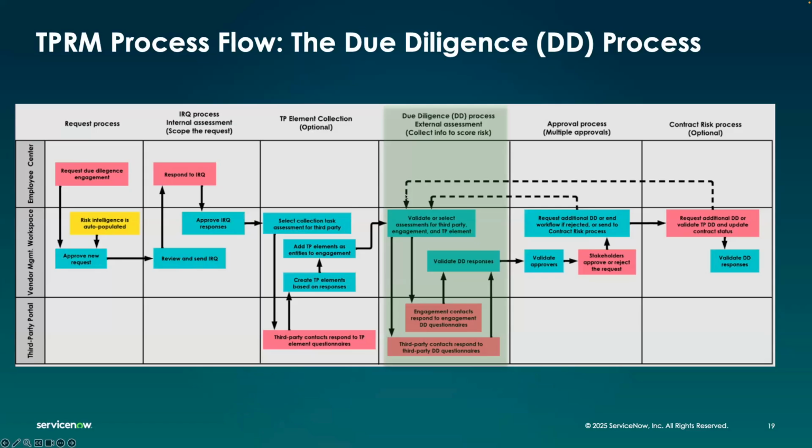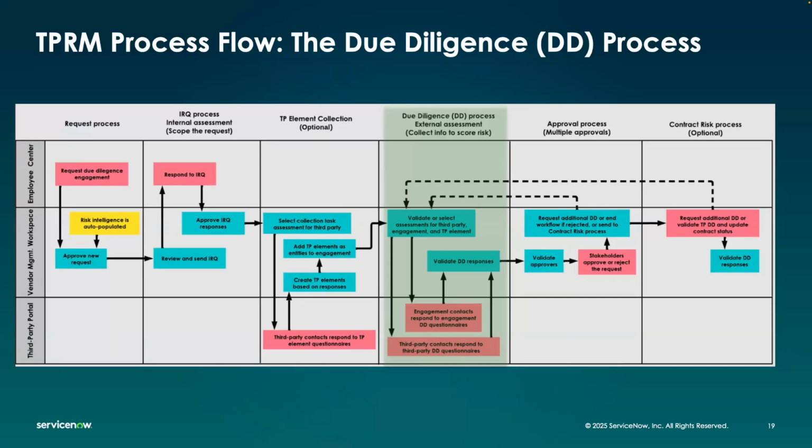After the internal risk assessment and the optional third-party element collection processes are complete, the due diligence process aids in external assessments by delivering questionnaires and document request templates to third-party contacts with an intent to collect information and evidence to determine the associated risk. Internal stakeholders are able to review the results of the external assessments.